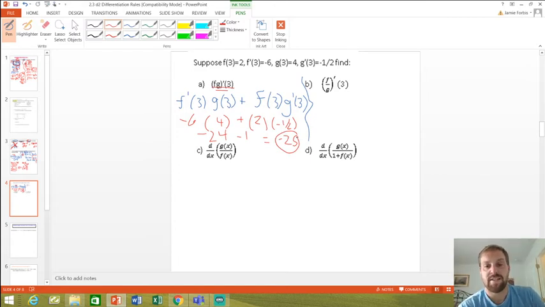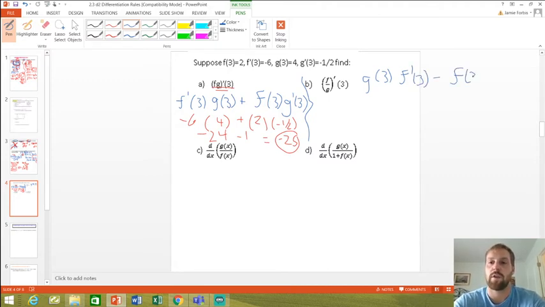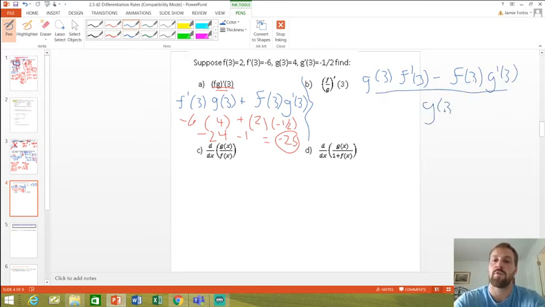All right. And B is the same way. B is just saying, hey, we're going to take f of 3 divided by g of 3. We're going to take the derivative of that. So f prime of 3 divided by g prime of 3. And we know what that rule is, right? That's low, so g of 3, d high, so f prime of 3, minus high, which is f of 3, d low, g prime of 3, all over low low, or g of 3 squared.